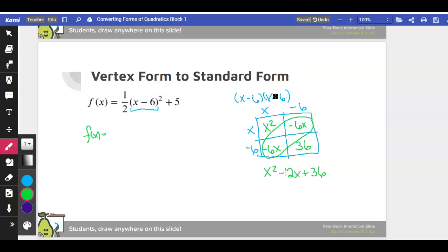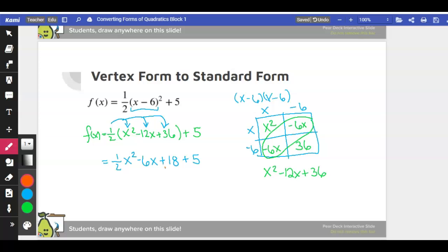So f of x equals a half. I'm going to take that x squared minus 12x plus 36. And then I'm going to distribute. And a half's not a bad one to distribute. So a half times 1 is just going to be a half x squared. And we know what a half does. We know that's going to make our parabola wider. Half of -12 is going to be -6. Half of 36 is 18. And then our last step, combine those like terms.